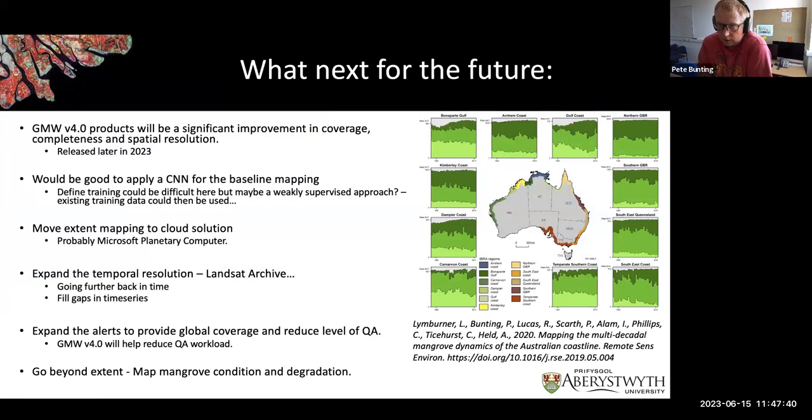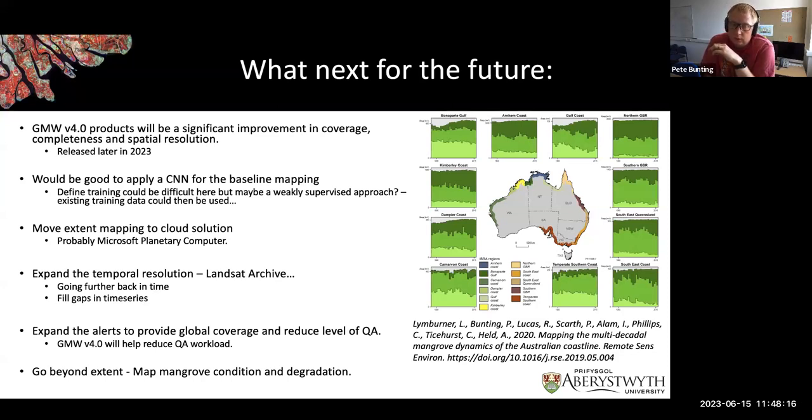So where we're going in the future: most of my time and effort at the moment is on version 4, finishing the version 4 baseline and producing the change layers that will be released later this year. In the medium term, when we look at baseline mapping again, as I said, we'll probably end up looking at some sort of CNN-based approach. We would like to move the extent mapping away from our compute systems here in Aberystwyth to a cloud-based solution. For the alerts, we're using the Microsoft Planetary Computer, and we will probably move to that platform.